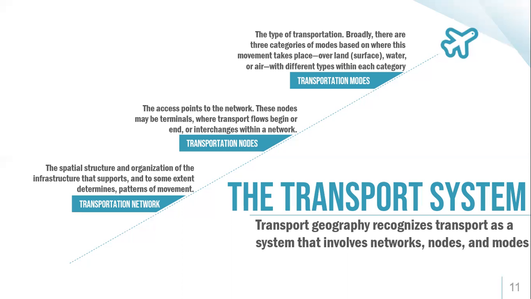Transportation mode: what is the movement taking place on? If the transportation takes place on land, it is land transportation. If it is water, it is water transportation. If it is in the air, it is air transportation. So that is transportation mode. So network is the space where transportation takes place, nodes are the terminals, the access points of the transportation, and mode is where the movement of the transportation takes place. So the transportation system is very easy.